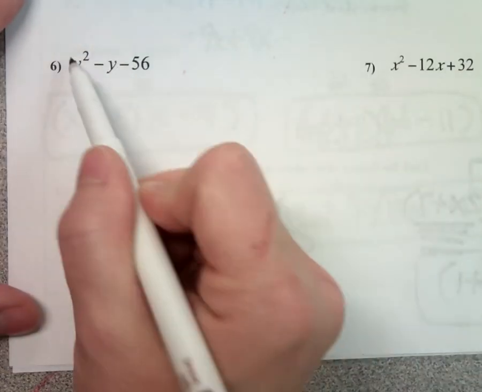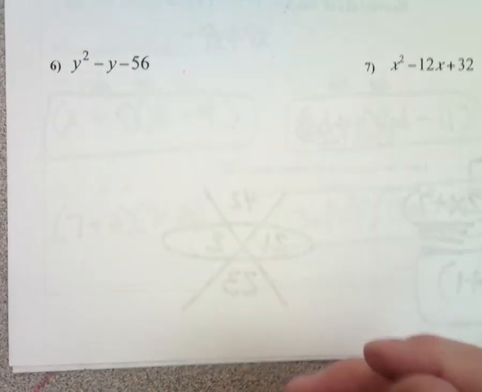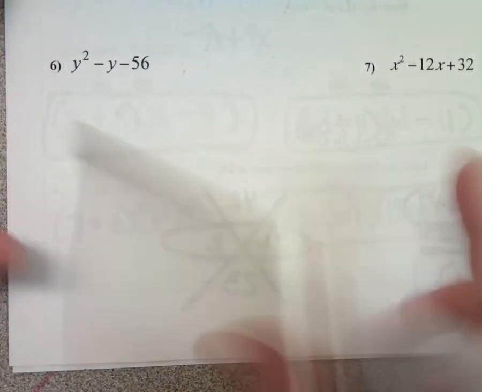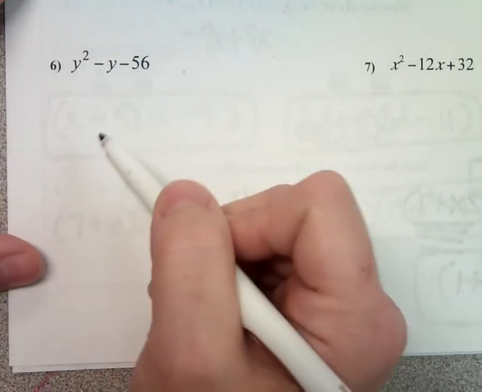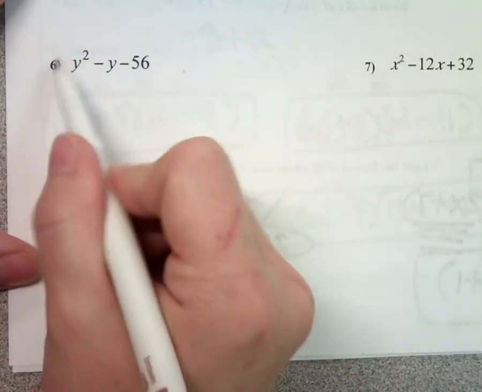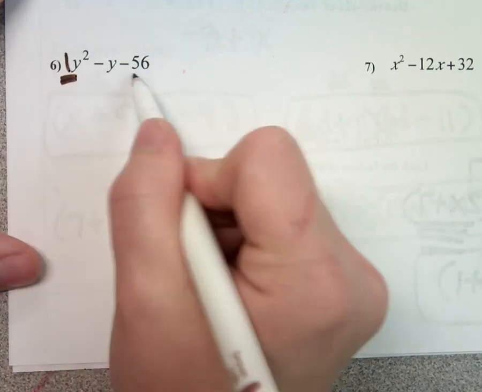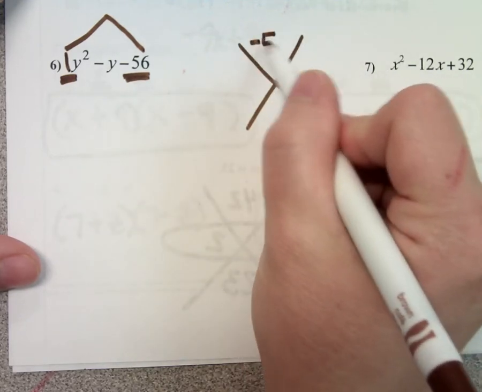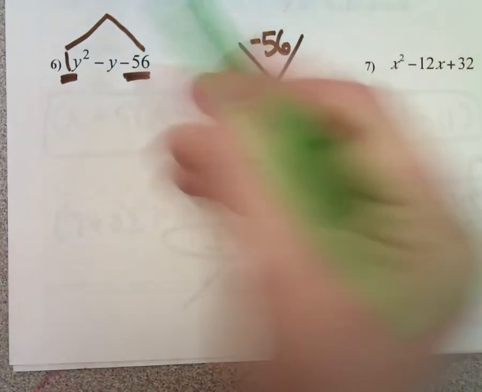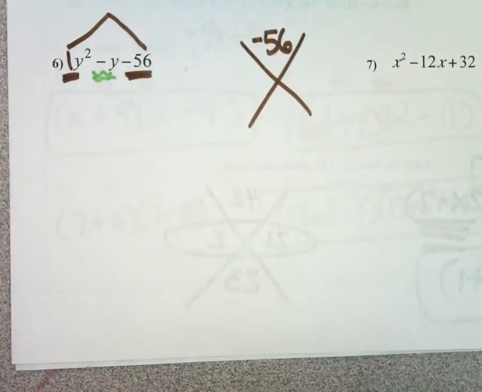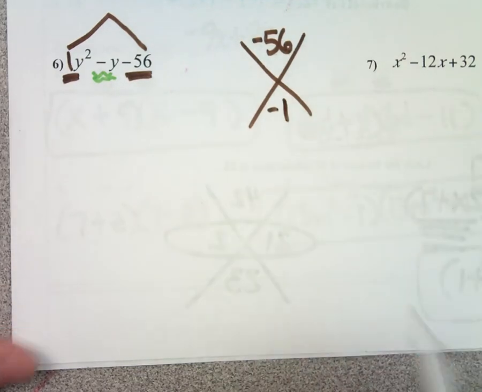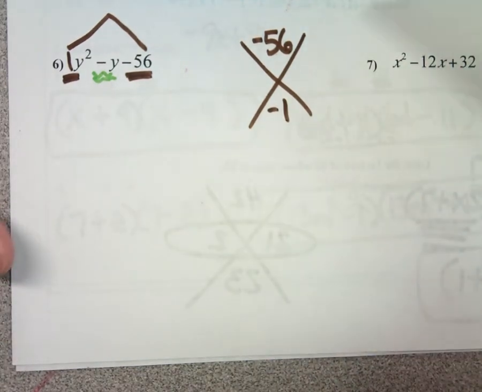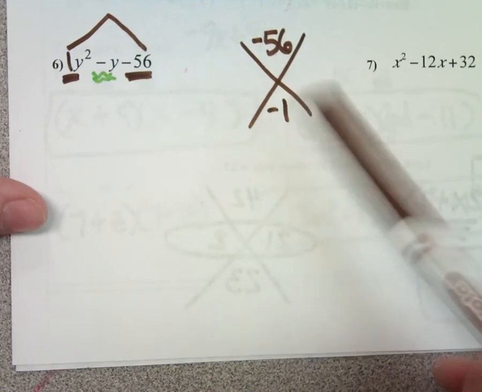Okay, let's go down to number 6. First thing I want to look for is a GCF. Is there anything that will divide into 1, 1, and 56 besides a 1? No. 2 terms or 3? So we're going to do this A times C rooftop. Do you know what's in front of this y squared? A 1. So that's my A, that's my C. So what's 1 times negative 56? Negative 56. I want them to add to be this guy in the middle. What's in front of that y? What kind of 1? Negative 1. What 2 numbers will multiply to be a negative 56 that add to be a negative 1?